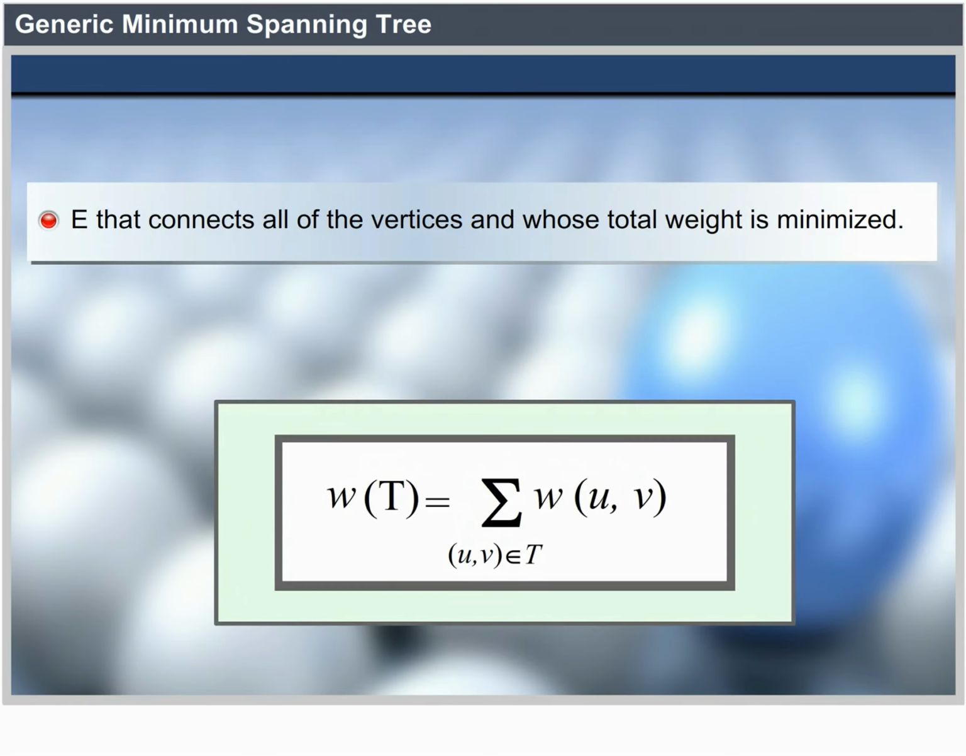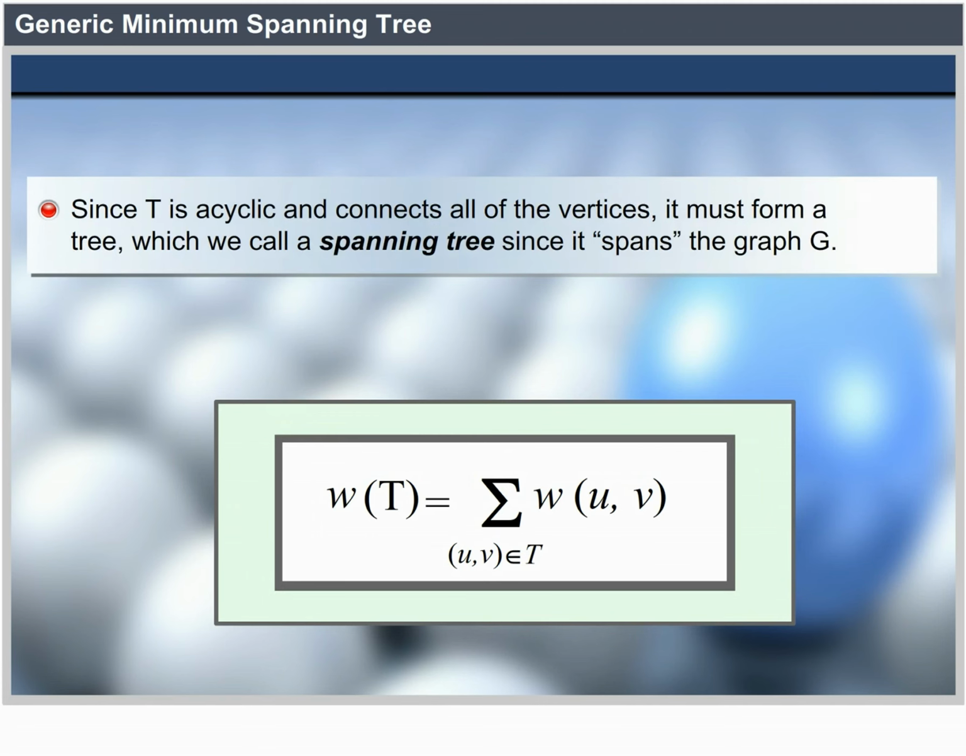that connects all of the vertices and whose total weight is minimized. W of T equals the summation over U, V belonging to T of W of U, V. Since T is acyclic and connects all of the vertices, it must form a tree, which we call a spanning tree since it spans the graph G. We call the problem of determining the tree T the minimum spanning tree problem.